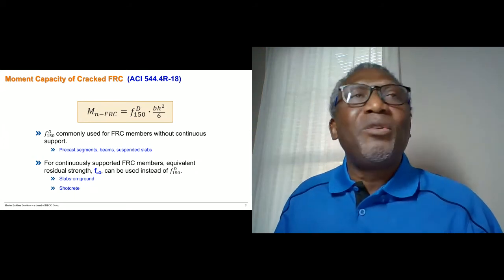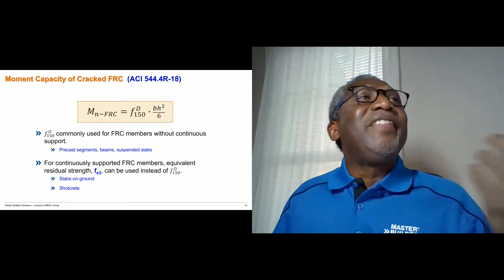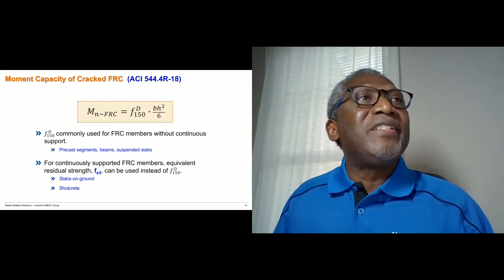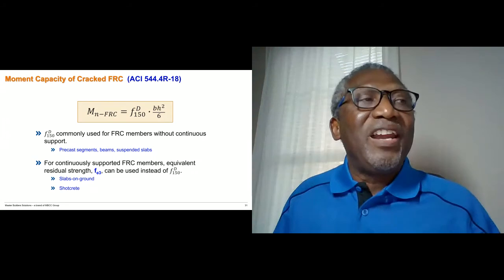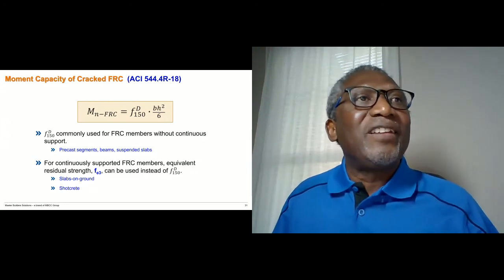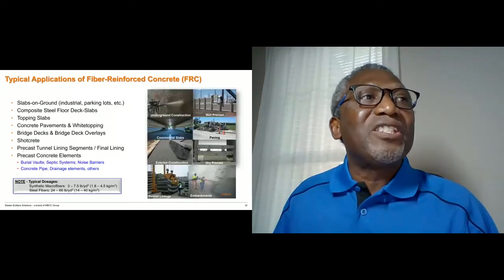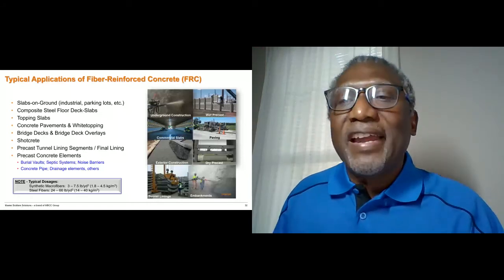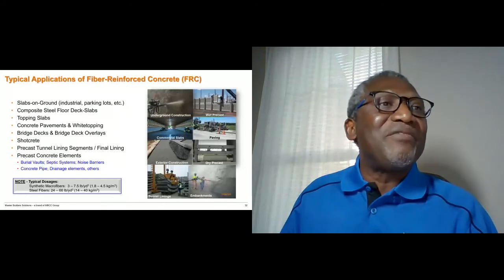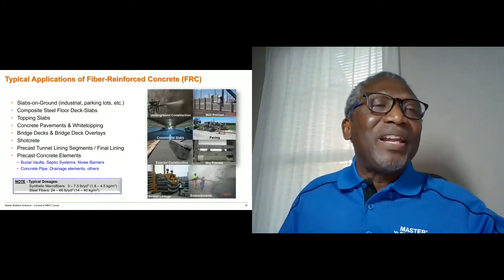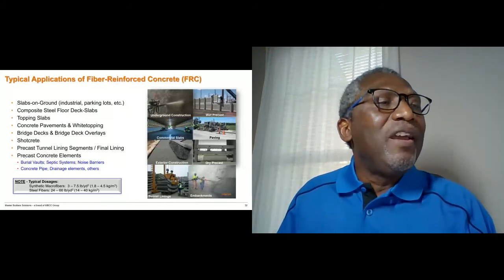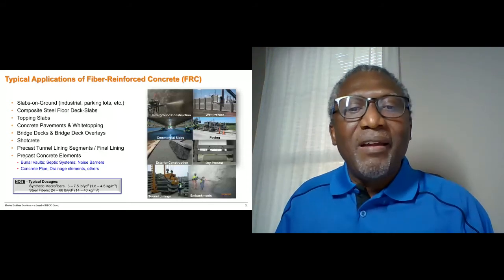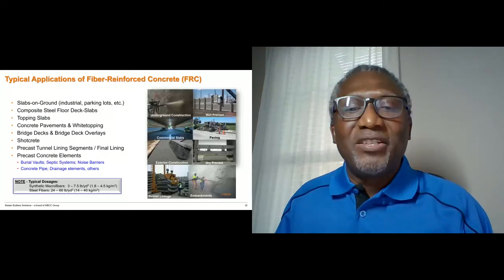So in terms of projects, where can we use fiber reinforced concrete? These are some typical applications: slabs on ground, topping slabs, concrete pavements and whitetopping, bridge decks and bridge deck overlays, shotcrete, precast tunnel lining segments, and then various precast concrete elements. Dosages for synthetic macrofibers range from about 3 to 7.5 pounds, sometimes, depending on application, all the way up to 11 pounds. And steel fibers will typically be 24 to 66 pounds per cubic yard, but can go up to about 90 pounds per cubic yard.